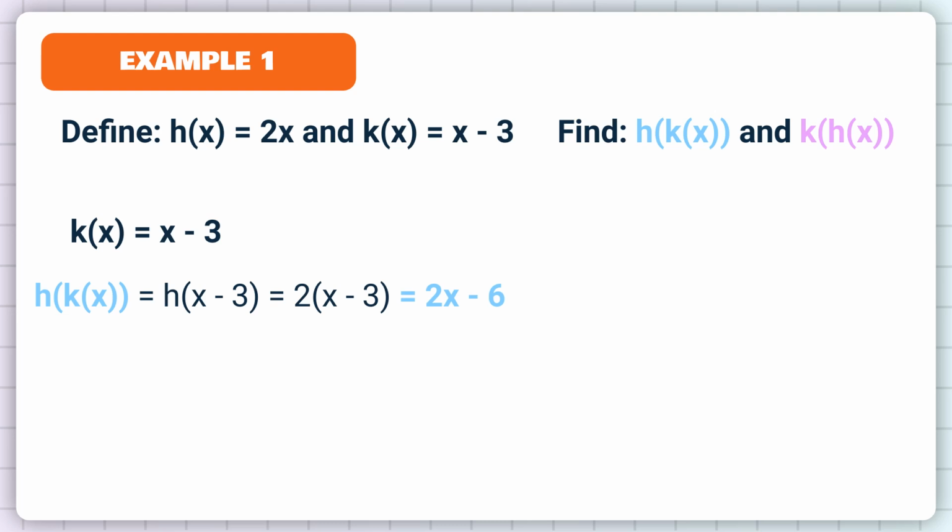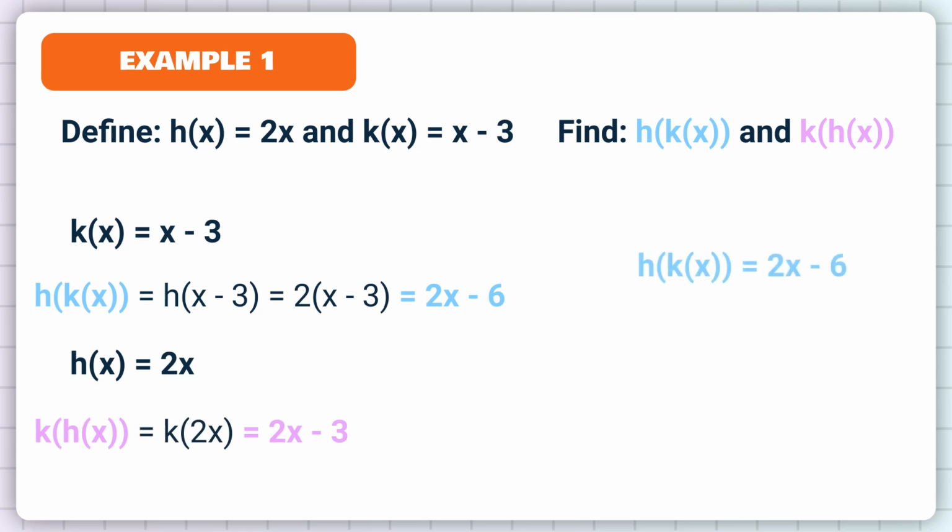Next, we calculate k(h(x)). h(x) = 2x. Therefore, k(h(x)) = k(2x), which equals 2x - 3. Again, we see that h(k(x)) = 2x - 6 and k(h(x)) = 2x - 3 are different, emphasizing the importance of the order of operations in composite functions.